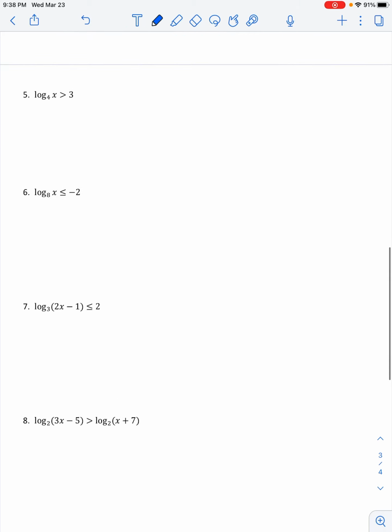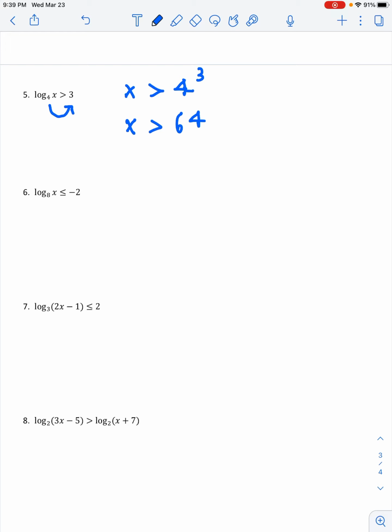Number 5. Now I'm dealing with a log inequality. Again, I'm going to use exponential form. And here, x, the argument, would have to be greater than the base 4 raised to the third. The good news is we're on a continuum to positive infinity, so I don't have to worry about x becoming 0 or a negative, so that's fine. I just need to cube 4, and that would mean I'd get x is greater than 64.